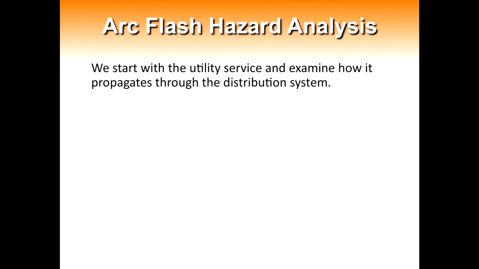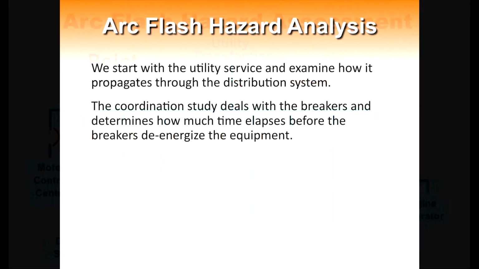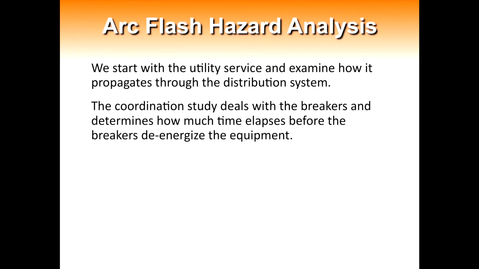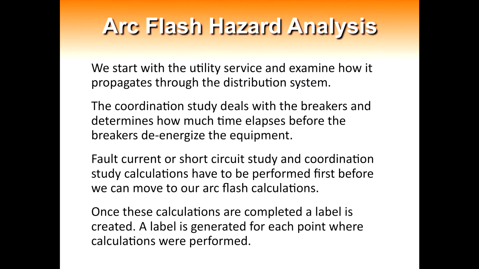We start with the utility service and examine how it propagates through the distribution system. The coordination study deals with the breakers and determines how much time elapses before the breakers de-energize the equipment. Fault current, or short circuit study, and coordination study calculations have to be performed first before we can move to our arc flash calculations. Once these calculations are completed, a label is created.